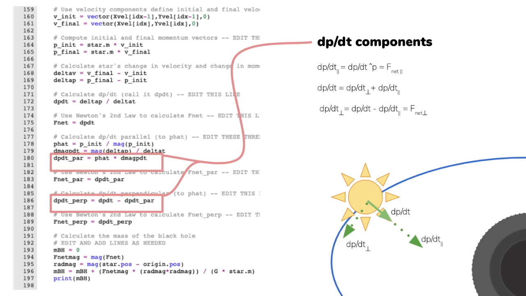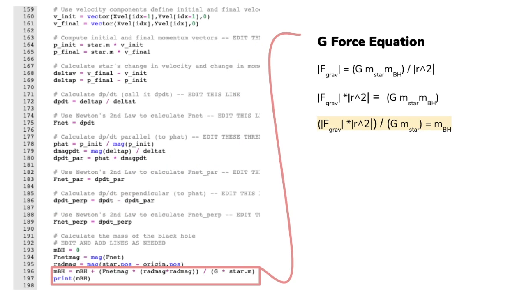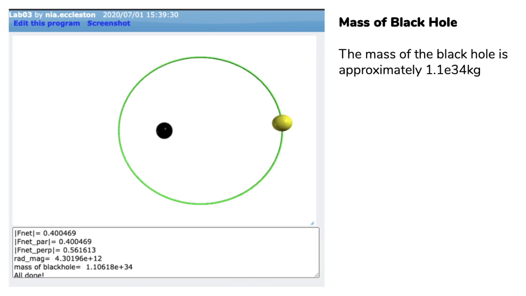We can find the parallel component as a product of the momentum's unit vector and the magnitude over time. Since the change in momentum is just the sum of its components, simple subtraction can help us find the perpendicular component of net force. We can use the gravitational force equation and rewrite it in terms of the mass of the black hole. Because we determined an equivalence between the net force dp/dt and their respective components, we were able to use the net force, which would have otherwise been unknown, in the gravitational force equation as the gravitational force. Thanks to Kepler's model, we know the displacement of the star, we know the mass of the star, and we know the G constant, leaving only the mass of the black hole as an unknown variable.